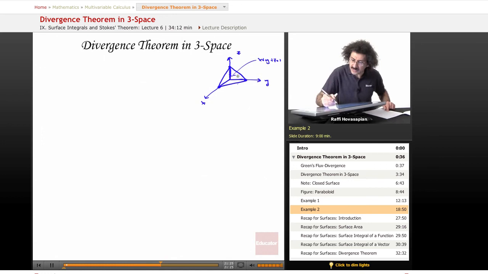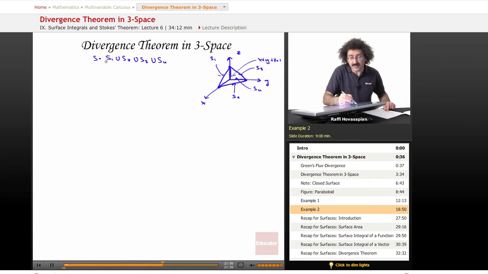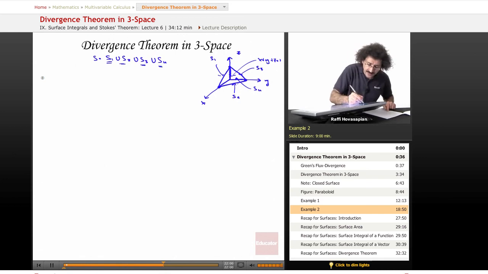So let me actually label these. This is going to be surface 1, just so we know. This is going to be surface 2. The back is going to be surface 3, and of course this plane right here, we call that surface 4. So again, our surface is the union of all these surfaces, S1 union S2 union S3 union S4. So if we wanted the integral over this, we have to do 4 integrals. We don't want to do 4 integrals. We want to do 1. The divergence theorem is the perfect tool for this. Excellent. So let's go ahead and calculate the divergence.